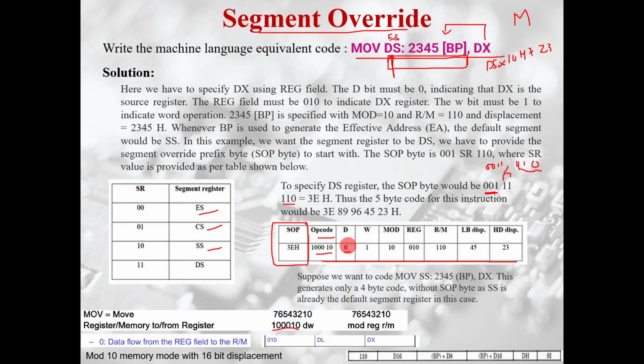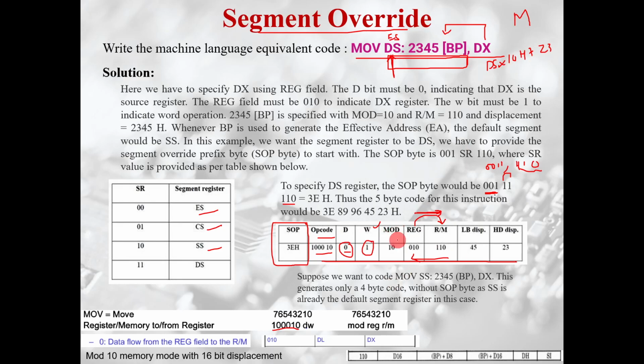This is the direction. In this case we are writing from register to memory. You could have memory to register also, in which case D will be 1, but in this case it is from a register to memory. This is the direction of the flow of data, and that's why D is 0. This is the word bit. Since it is DX, it consists of 2 bytes, 16-bit information, and hence W becomes 1.